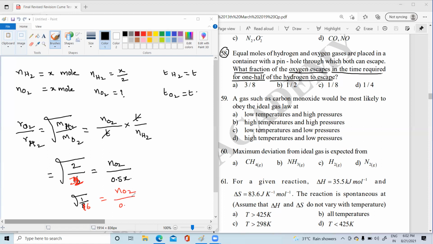by 0.5x is there. So 1 by 16 is nothing but 1 by 4 equal to n moles of O2 by 0.5 moles of x. So take this side, 0.5 moles of x divided by 4 equal to n moles of O2. On simplification, students, we will get 1 by 8 as the correct answer. That is the fraction of moles that escaped, 1 by 8.